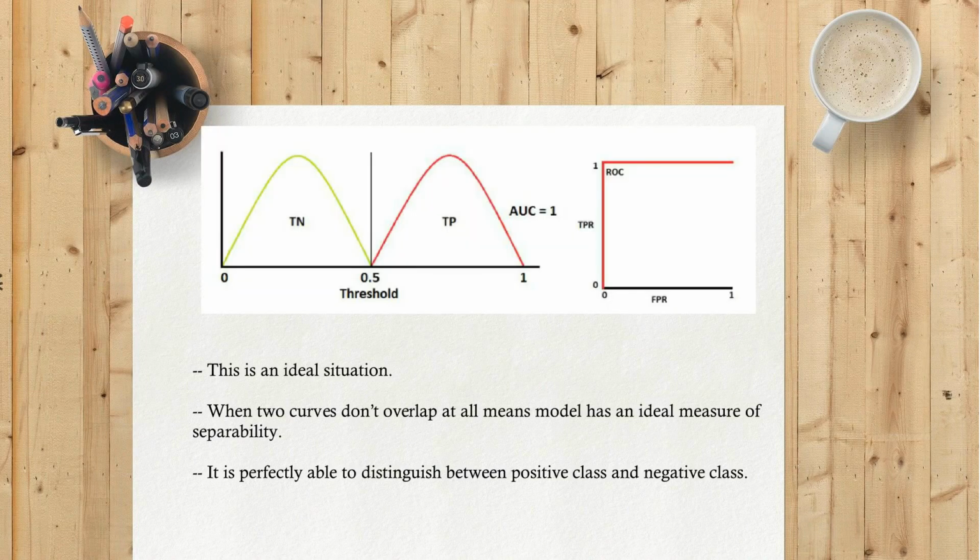This is an ideal situation. When two curves don't overlap at all, it means the model has an ideal measure of separability. It is perfectly able to distinguish between positive class and negative class.